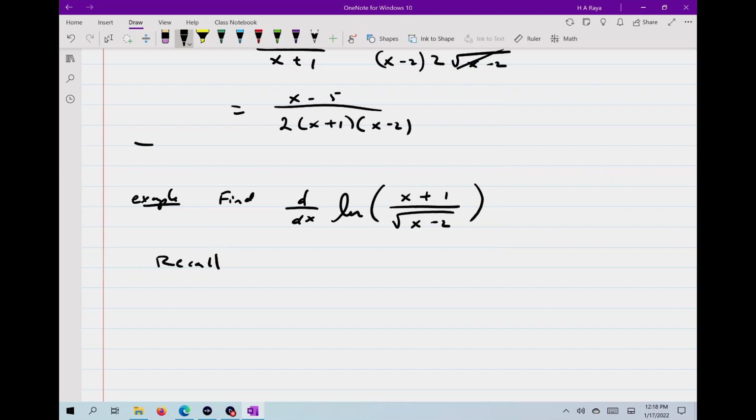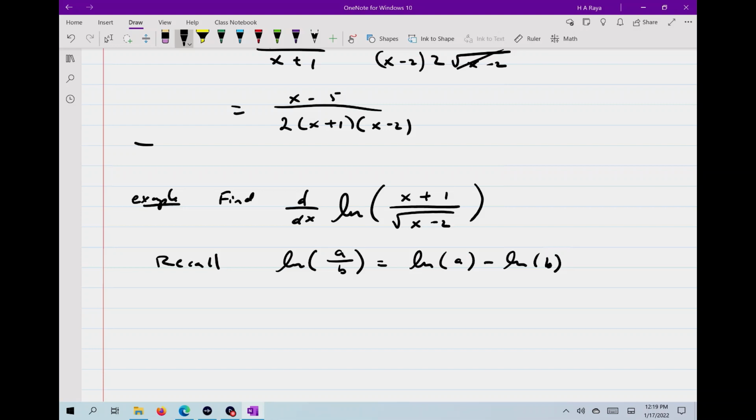Recall that whenever you have the logarithm applied to a quotient, like let's say a over b, this is going to be equal to the difference of two logarithms. This is equal to the natural log of a minus the natural log of b.